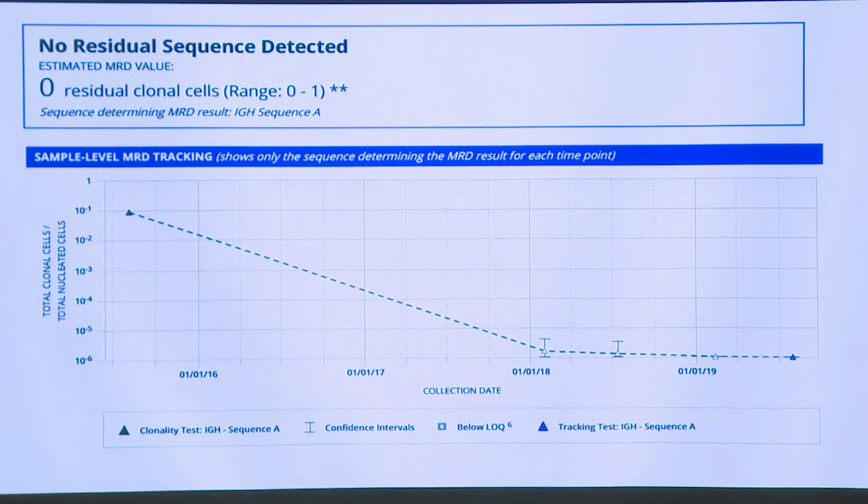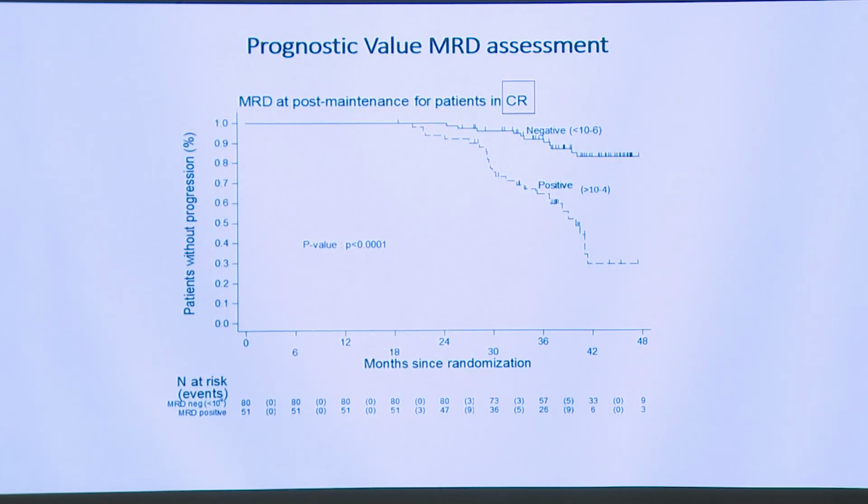Now, why is it that we do these tests? Obviously, there's a lot of literature out there saying that patients that achieve MRD negativity will do better because they don't relapse that quickly. So it's not that easy. There's a lot to it.